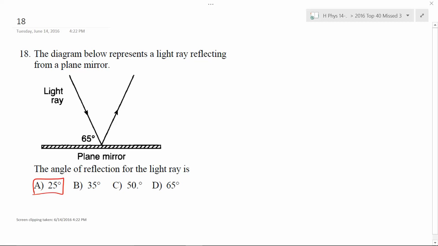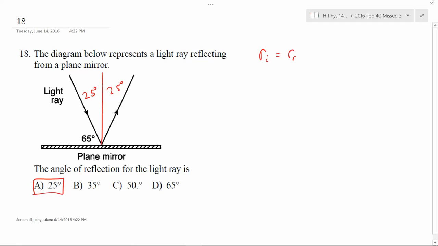Man, this gets a lot of students every single year. And it's not the concept of reflection. Reflection's an easy concept. The angle of incidence is the same as the angle of reflection. What's confusing is that that angle has to be measured relative to the normal. So in this diagram, when this is 65 degrees, that tells you the angle of incidence is 90 minus that, or 25 degrees, which means the angle of reflection is 25 degrees.